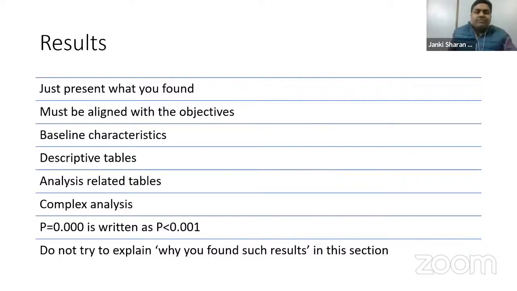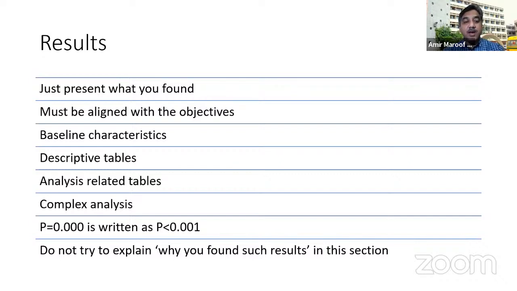Yes. So these analysis related tables basically are the statistical analysis related tables that we show later on. And then the complex analysis like regression and all these things, survival analysis, curves and all. So some complex analysis we present at the end. We don't write these things at the beginning. Like we start the results and first we write regression. We did the regression and we found that. It always starts with baseline characteristics. Then we go on to write the descriptive tables. Then we go to statistical analysis related tables, and then the complex statistical analysis at the last.